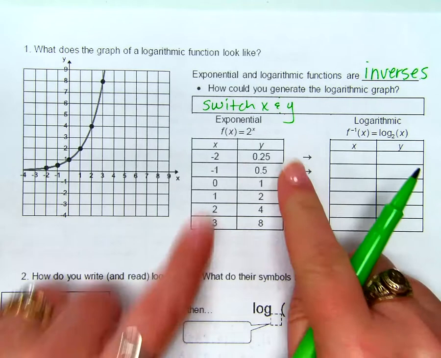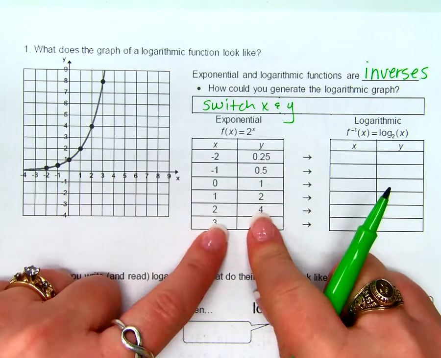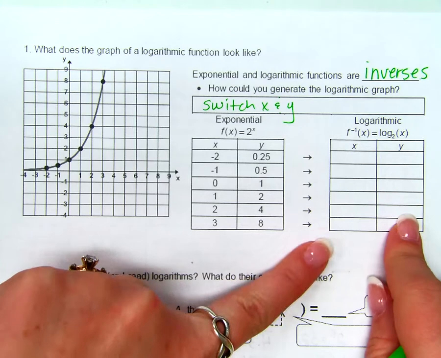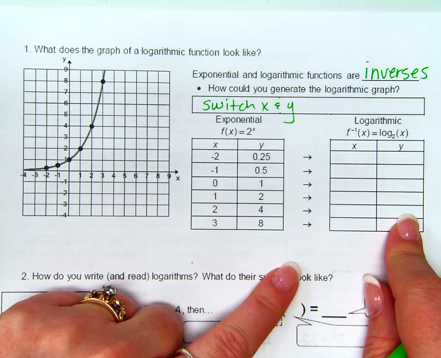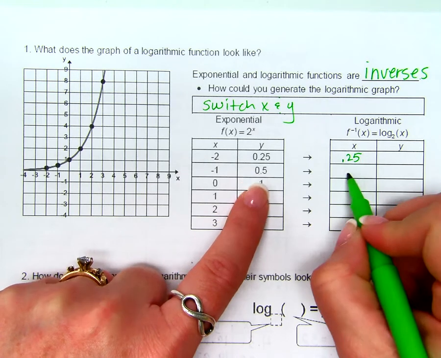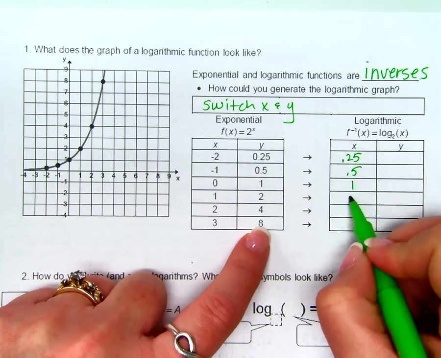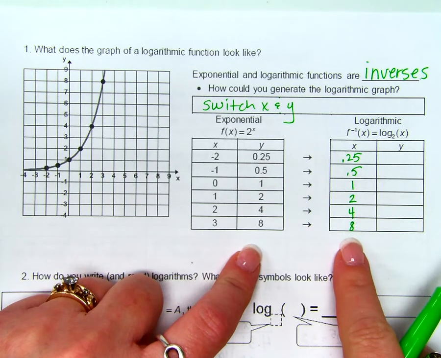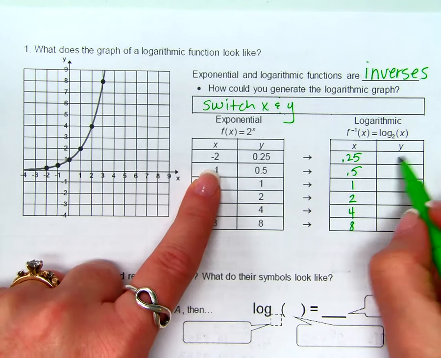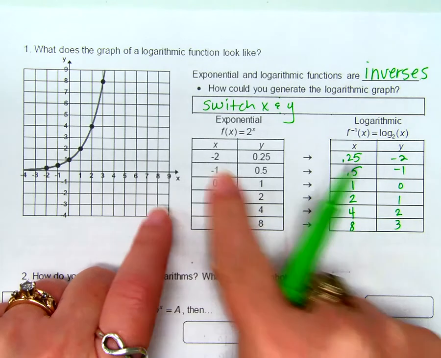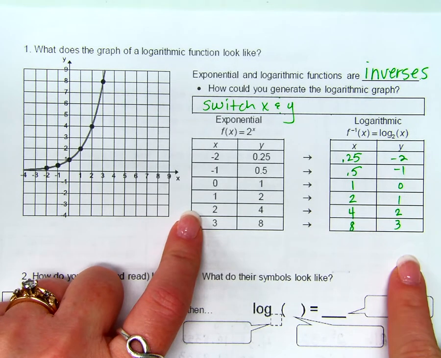And isn't that super handy that we have an exponential table right here? Because couldn't we find the logarithmic table really easily? By how? Okay, so 0.25, 0.5, 1, 2, 4, and 8. They were the y's, now they are the x's. -2, -1, 0, 1, 2, 3. They were the x's, now they are the y's.